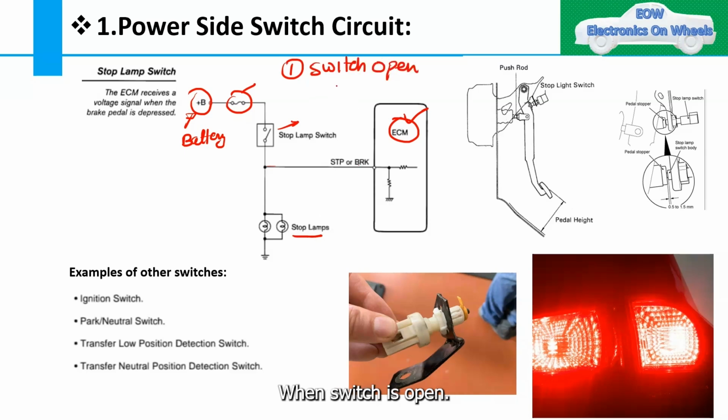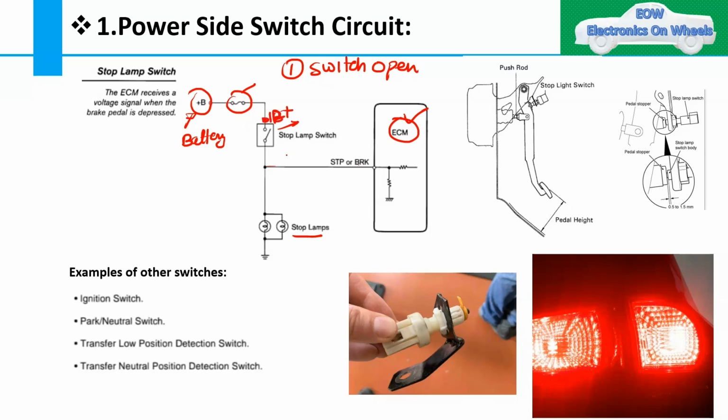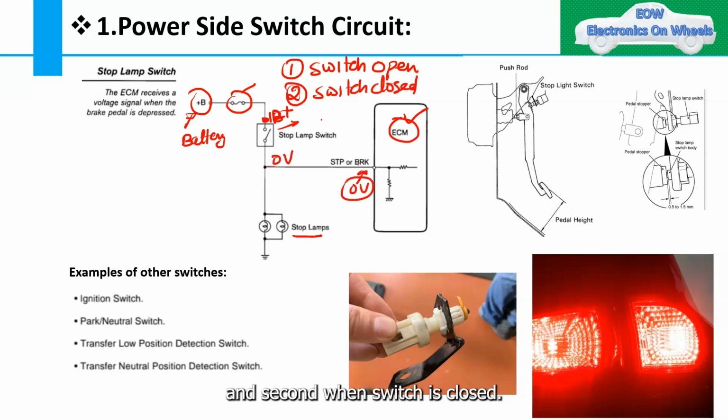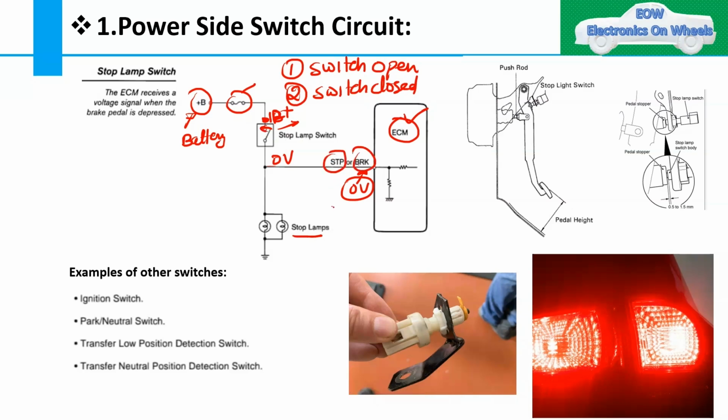Okay, when the switch is open, then till this point it would be B positive, but after that it would be 0 volt, right? It would be 0 volt. Then when the switch is closed, what will be happening? The STP or brake signal voltage would be B positive.